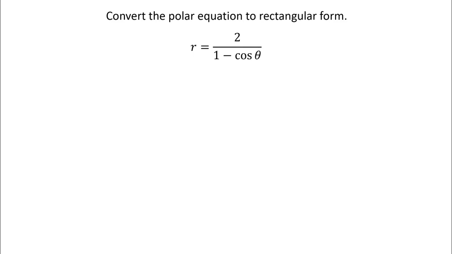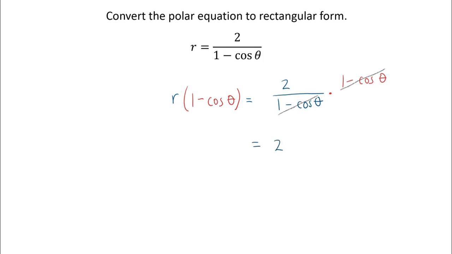All right, let's take a look at this one. Here we have r equals 2 over 1 minus cos theta. Now, I don't know about you, but anytime I'm solving an equation, I always want to get rid of fractions. So in this case, I want to get rid of the 2 over 1 minus cos theta. And I can do that by multiplying both sides of the equation by 1 minus cos theta. When I multiply the right side of the equation by 1 minus cos theta, the 1 minus cos thetas cancel out and leave me with just 2.